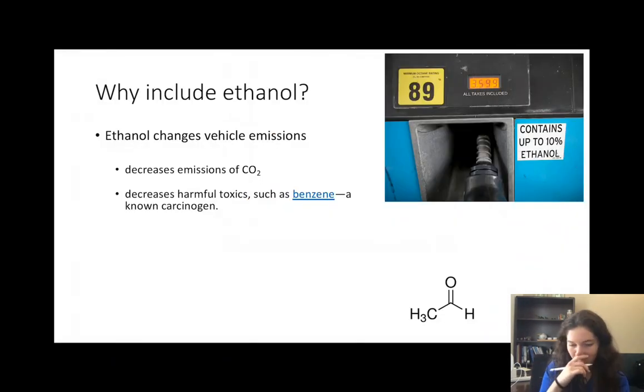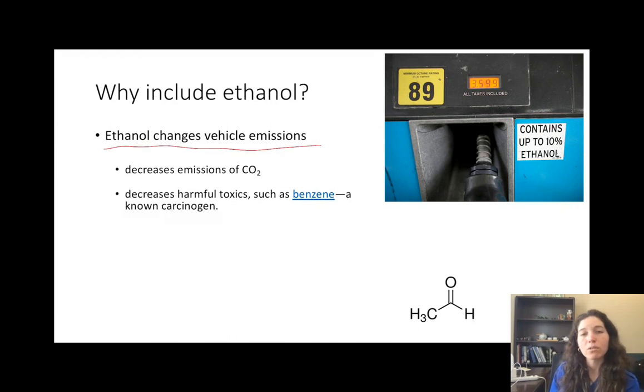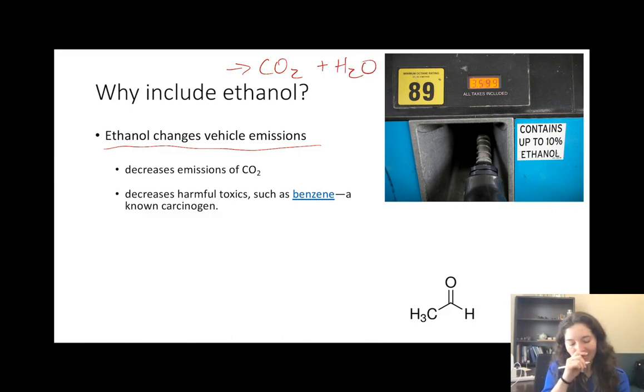So another reason to include ethanol, besides this dependency on foreign fuels, is that ethanol changes vehicle emissions. So remember, when you burn fuels, they turn into this. But there are also some other compounds that get emitted. So carbon dioxide, this is a greenhouse gas, right?